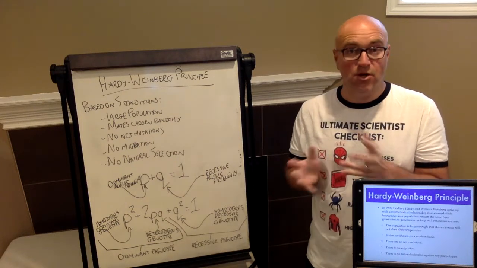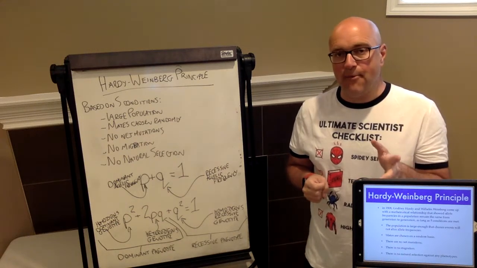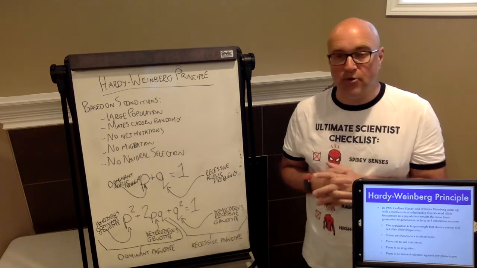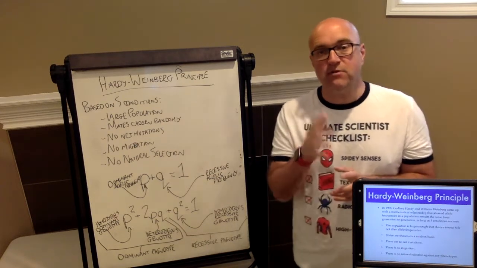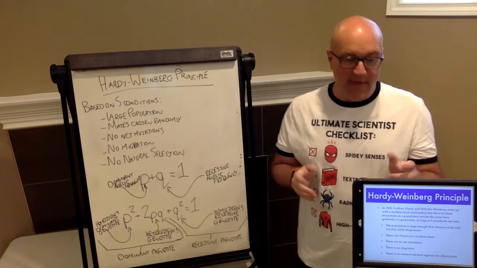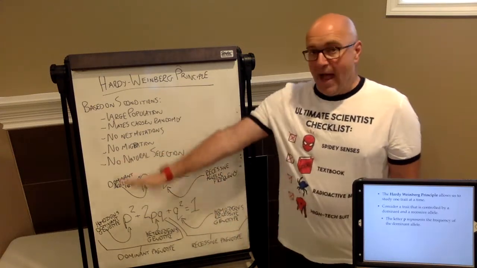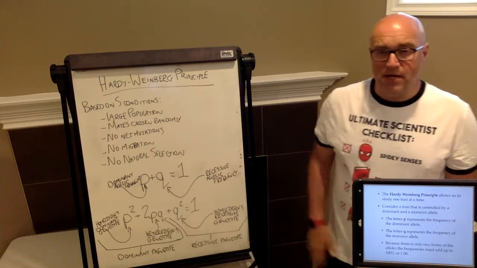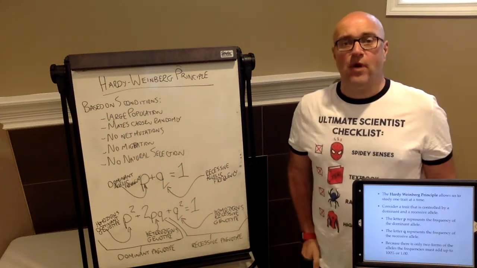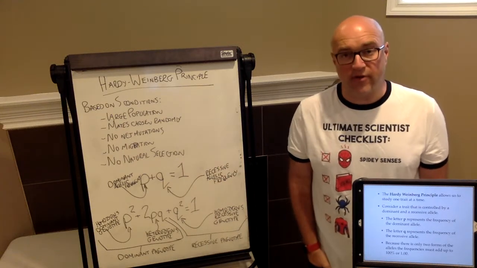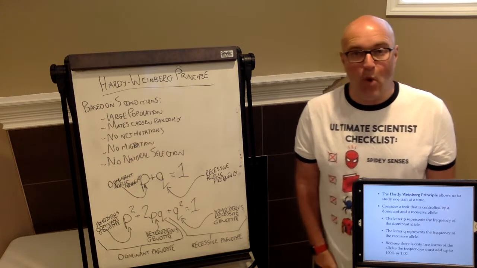You can deduce both the genotype and the allelic frequencies of that population. Now let me explain how that works. At the base of the equation is this. The base equation for Hardy-Weinberg is a very simple one. It's P plus Q equals 1.